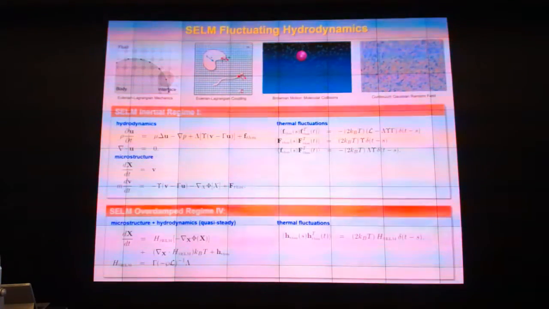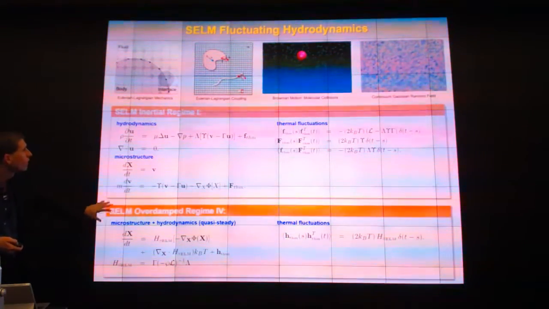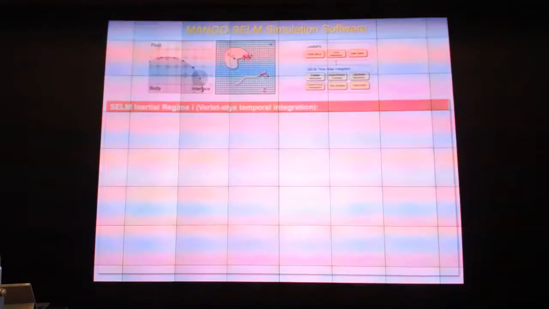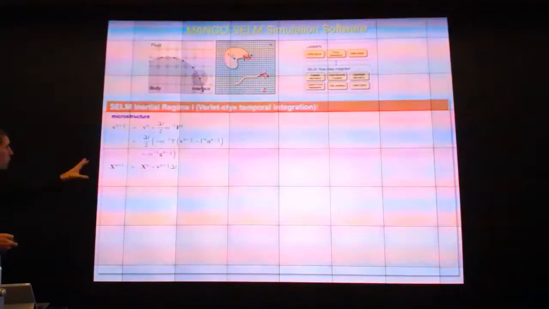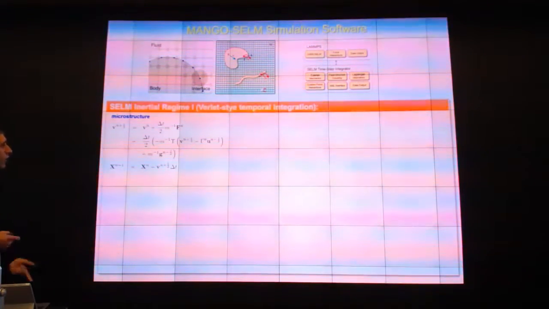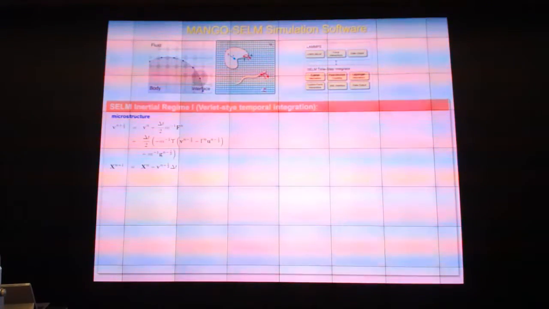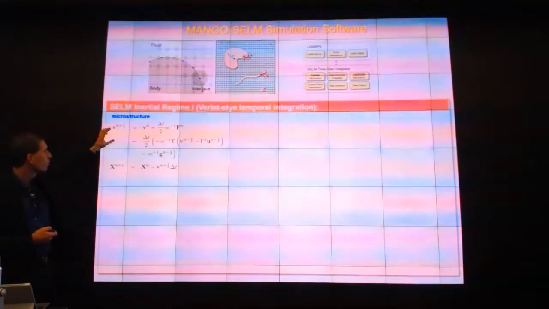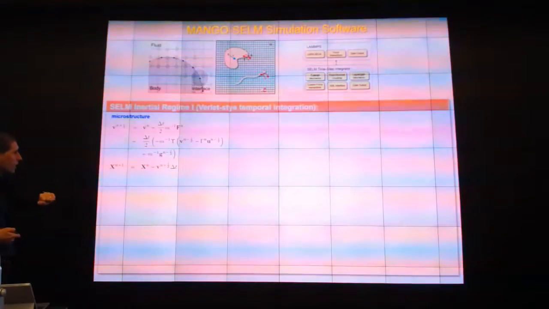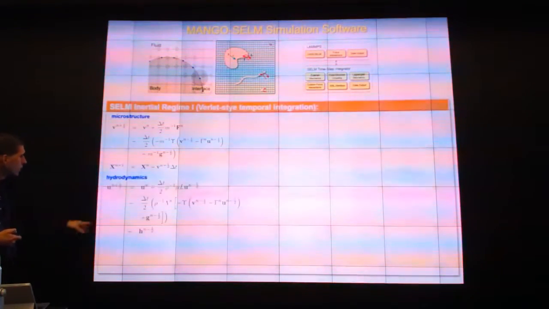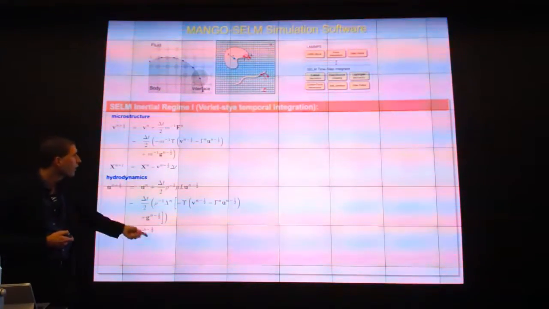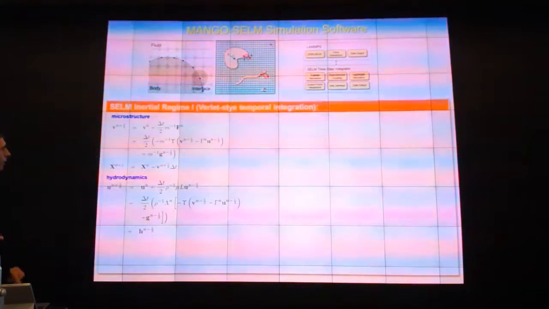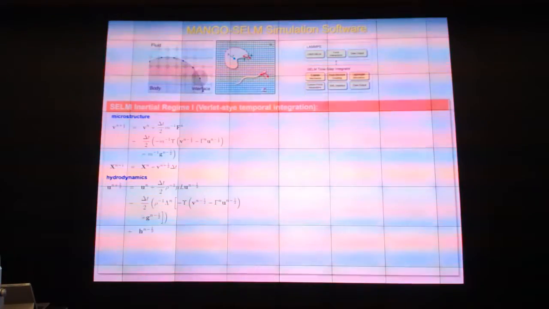Okay, so let's see. I already talked about these two regimes quite a bit this morning, so I'll go through it quickly here. I'll just mention that for the inertial regime, we've set up a Verlet-style integrator, and the way the time stepping works is basically to do a half time step for the microstructure velocity. We update the particle positions, and then we do a half step for the fluid velocity, and then there's a slight lag that we've used in the calculations of the drag and the stochastic terms.